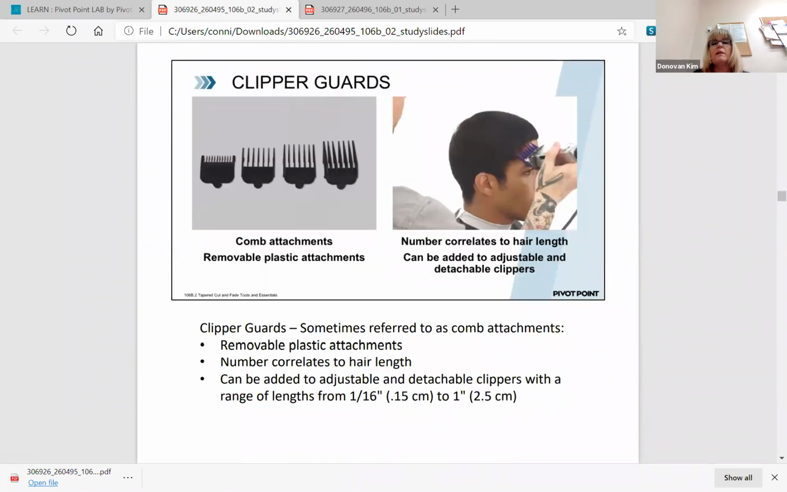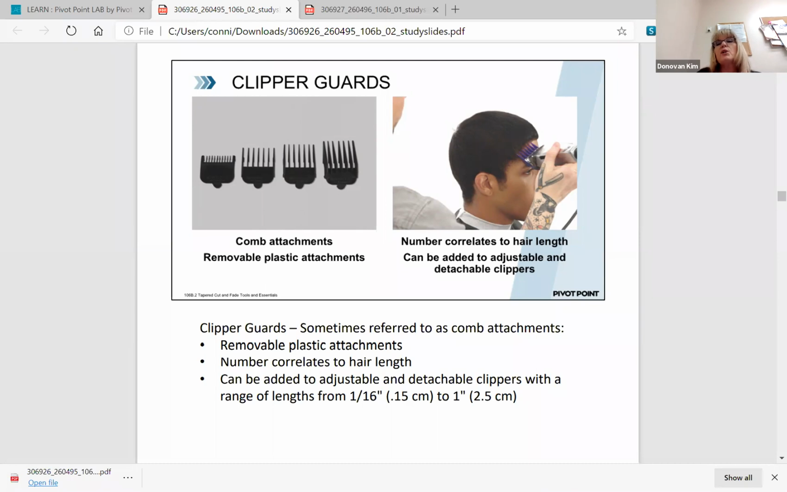These clipper guards go on adjustable blade clippers. The number correlates to hair length. So if you're using your little lever on the side to adjust it, you can change that just a little bit more too. They go from 1/16 to 1 inch, which is like the 0 to 1 inch, and they go in 1/8 inch increments. So you're looking at 1/16, 1/8, 1/4: 1 is 1/8, 2 is 1/4, 3 is 3/8, 4 is 1/2, 5 is 5/8, 6 is 3/4, 7 is 7/8, and then 8 is 1.